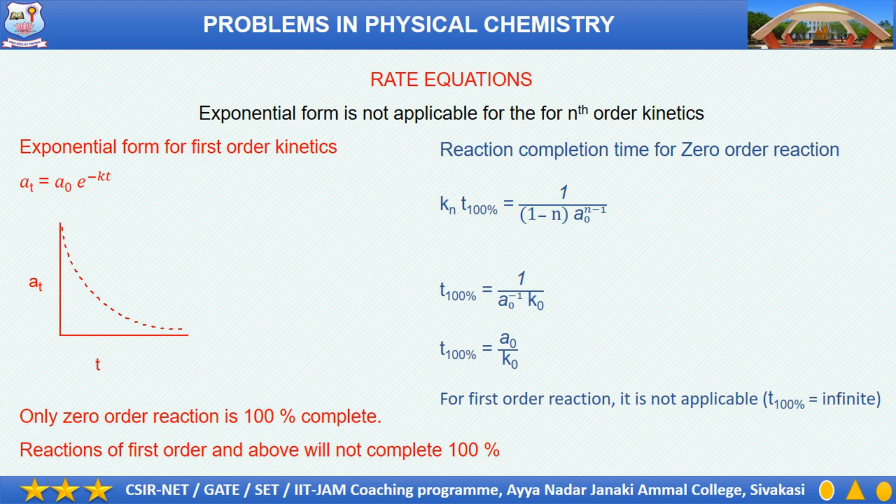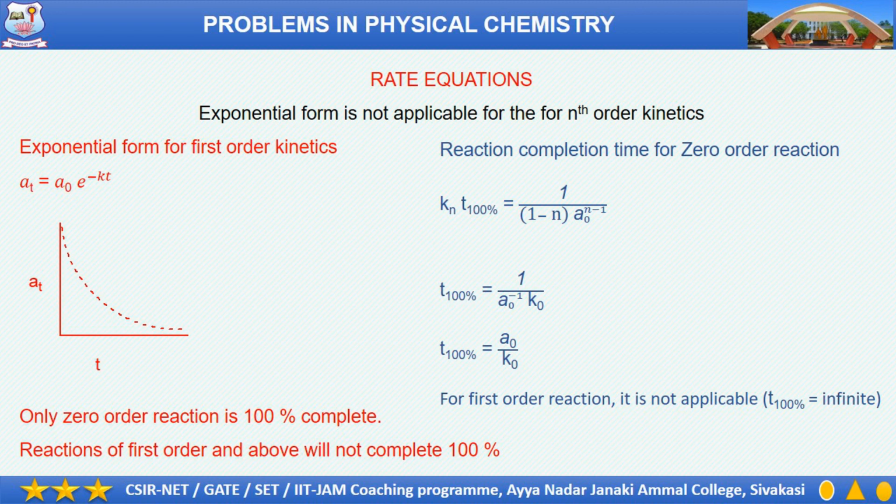What is the equation for that one? t_100% for zero order is this one. This is the general equation, and this is only for zero order. There is a finite time for completion of 100%. For all other orders, it will take infinite time.